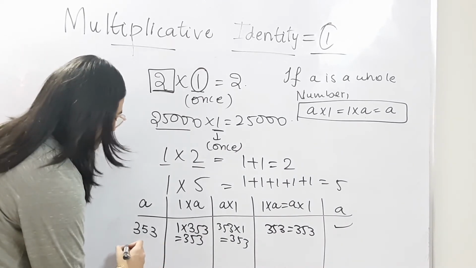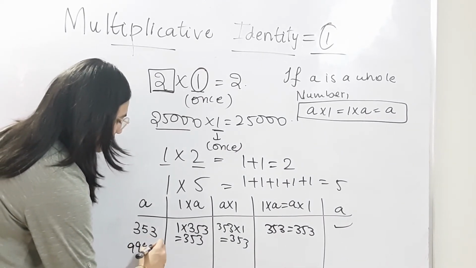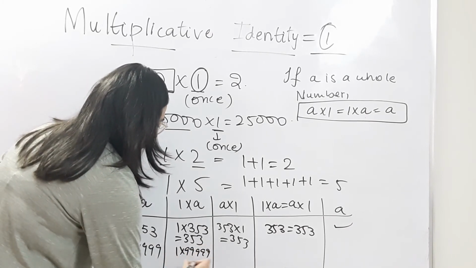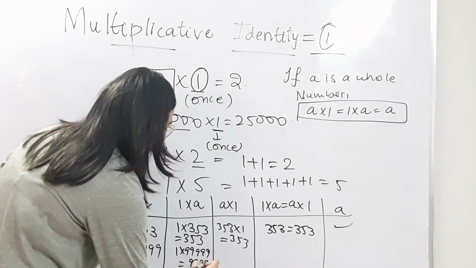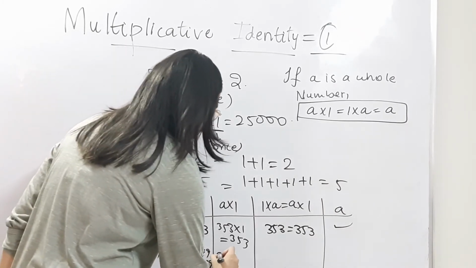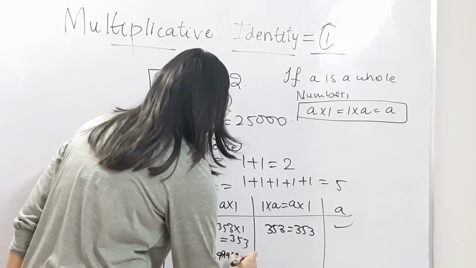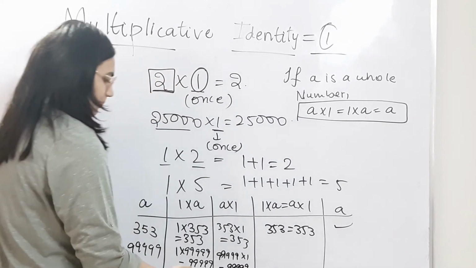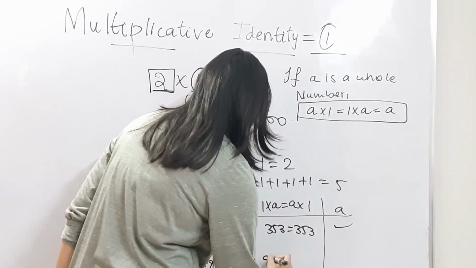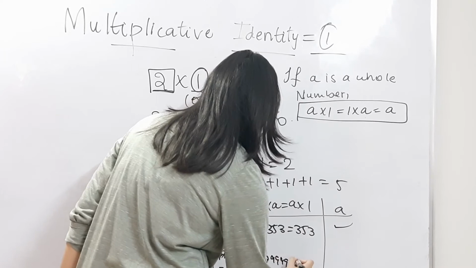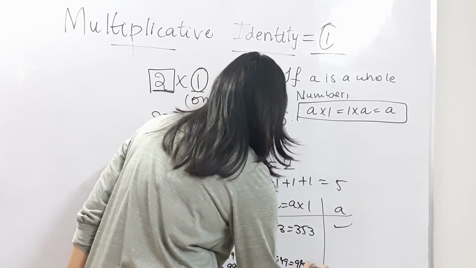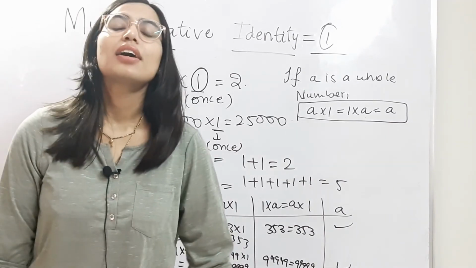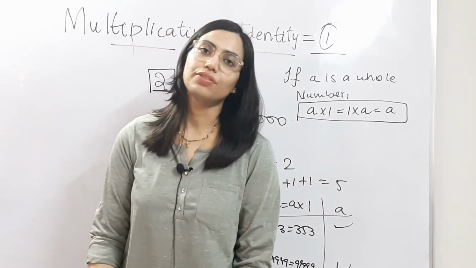So it is satisfied. Right? In the same way, if we take 99999, if you multiply 1 by 99999, you get 99999 only. But if you multiply 99999 by 1, you also get the same result, 99999. So that means you know that 1 into A is equal to A into 1. So this is the concept of multiplicative identity of a whole number.